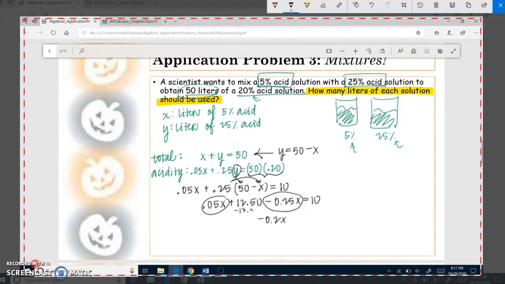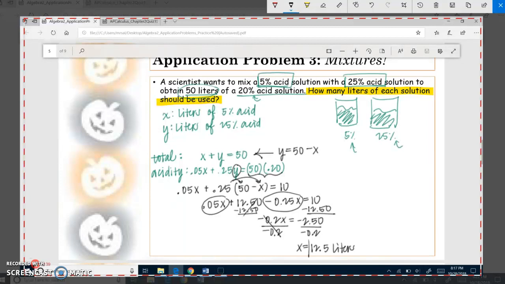Then we want to subtract 12.5 from both sides. So we'll subtract over here. And 10 minus 12.5 is going to give me negative 2.5. From there, we divide both sides by negative 0.2. And so that's going to be the final thing that we plug into our calculator. x is equal to negative 2.5 divided by negative 0.2. And that gives us 12.5 liters.